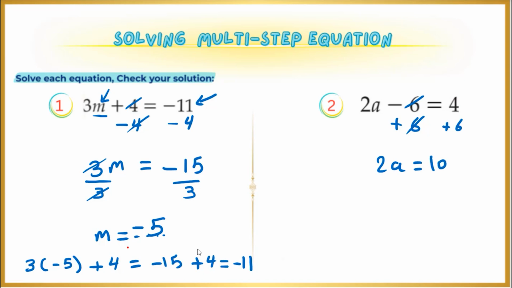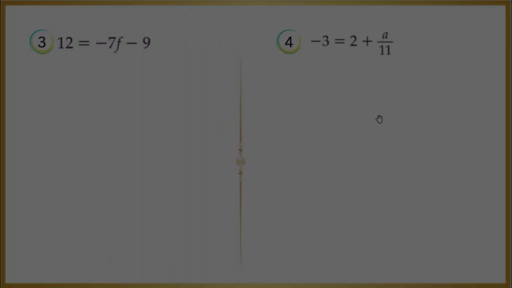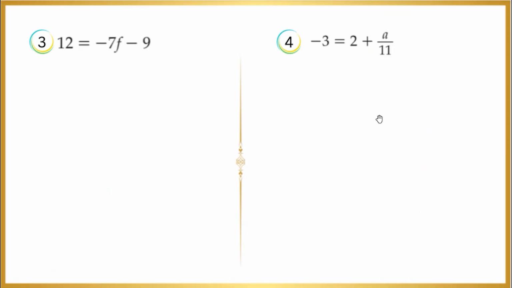Now how can we cancel 2? This 2 is multiplied with a. The opposite of multiply is divide. Then we divide both sides by 2. Then a equals 10 divided by 2, which is 5. If you want to check your answer, you should substitute a here by 5. You can do it mentally. 2 times 5 is 10. 10 minus 6 is 4. Yes, correct. Understand?